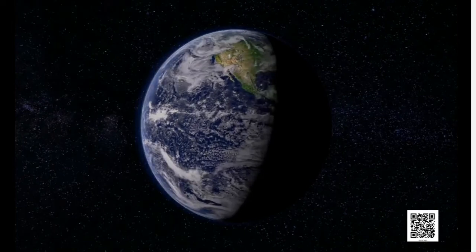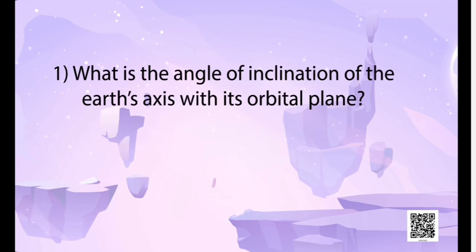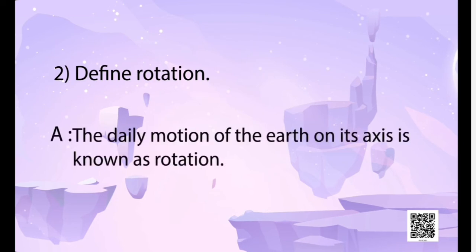Answer the following questions briefly. Question number 1. What is the angle of inclination of the Earth's axis with its orbital plane? Students, the answer is 66.5 degrees. Question number 2. Define rotation. Answer: the daily motion of the earth on its axis is known as rotation.